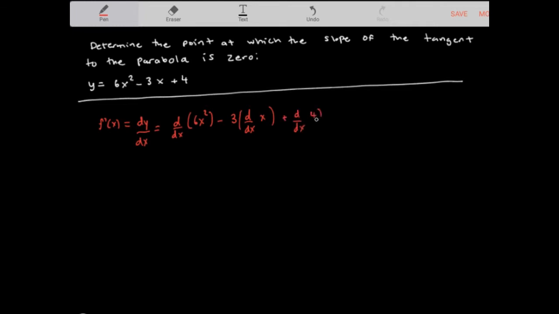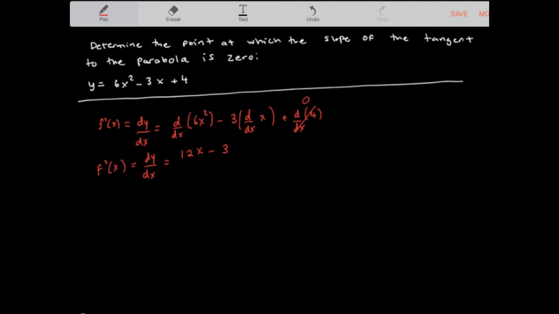So you can see that I'm using a combination of the sum and difference rule. And then you get 12x minus 3, and the derivative of a constant is 0. So this is basically your slope of the tangent function at any point.